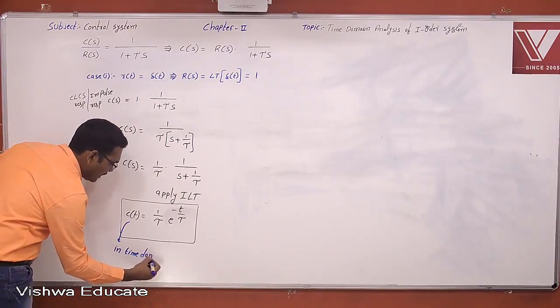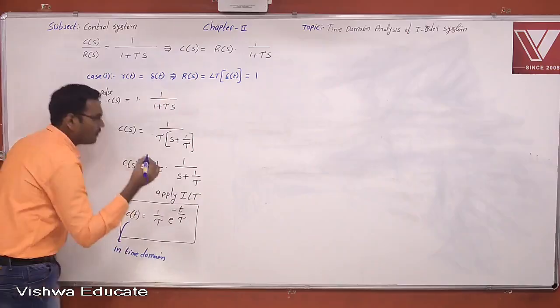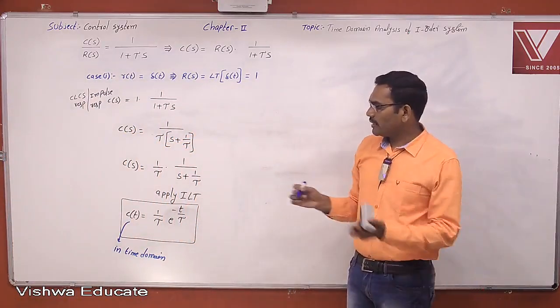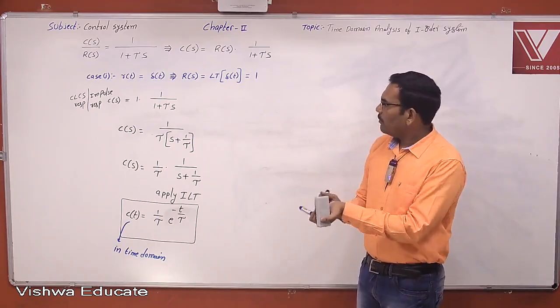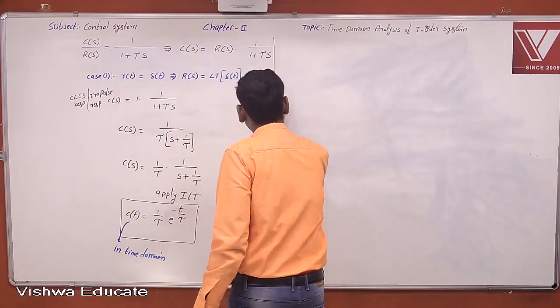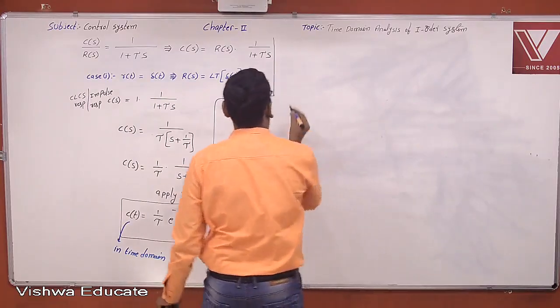Because I want the time response, the time domain analysis. Now we want to do the time domain analysis. Now this is the closed loop control system response. Now this is the impulse response.